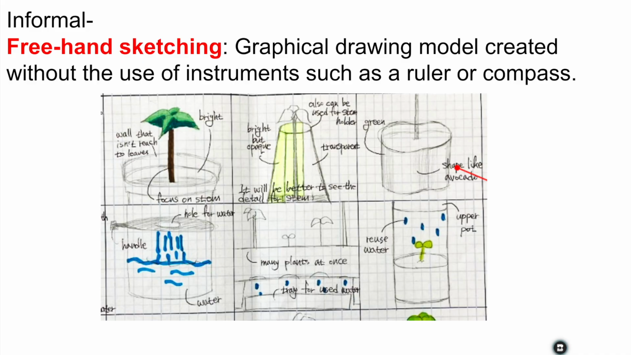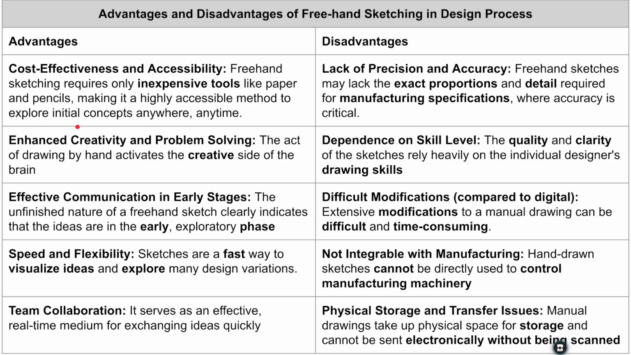The advantage of freehand sketches, I think we've discussed this before, are that they're quick, they're cheap, you don't need much. You can just get a piece of paper, a pencil, maybe some markers, and draw out your ideas. They're cost effective, they're accessible, you don't need expensive tools. You can have enhanced creativity and problem solving because freehand sketches activate the creative side of the brain. They're effective communication at the early stages.